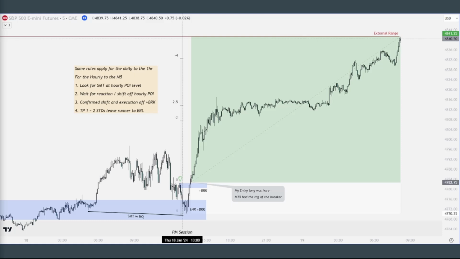I will continue to break down these trades more and more, just so that you guys can get a better understanding as to how these examples play out and how I analyze them live in time.